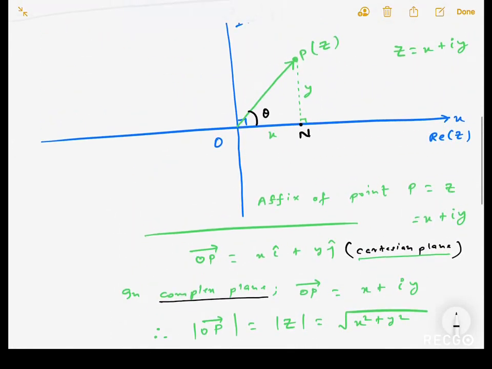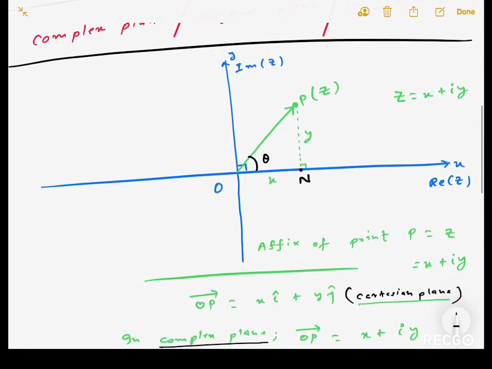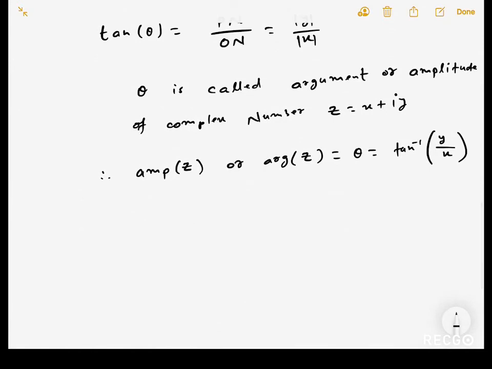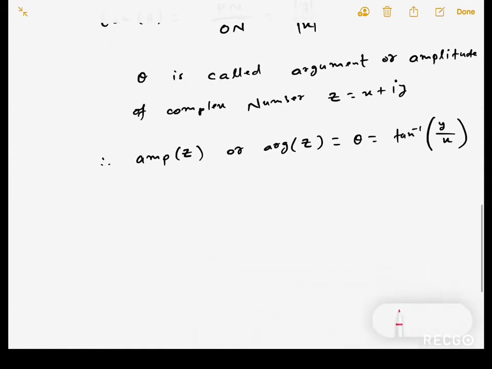Also, in the case of the zero complex number, the argument is undefined, because the angle theta gives the direction of the vector, in which direction the vector OP is oriented. And if you are talking about the zero complex number, which means a vector having zero magnitude, now this vector can be oriented in any direction, right?